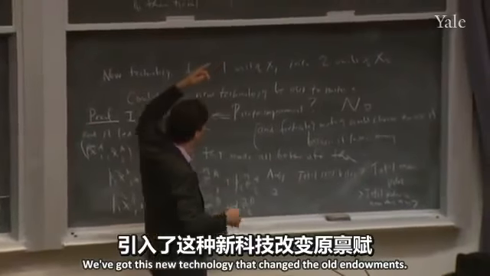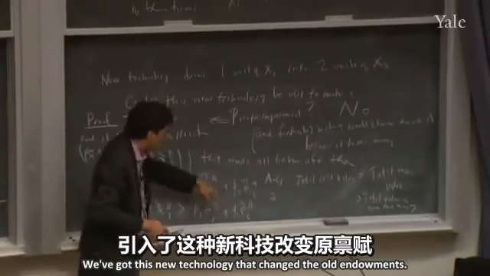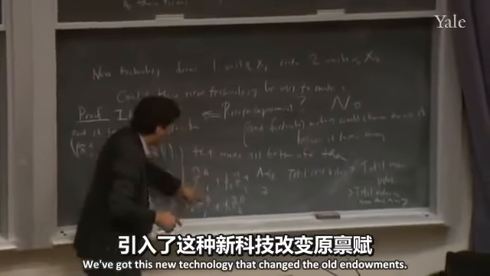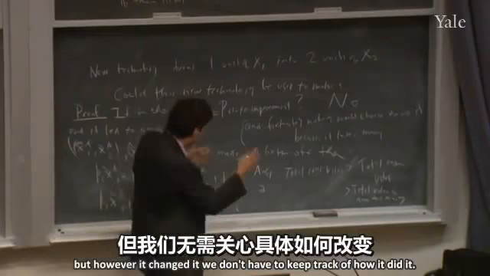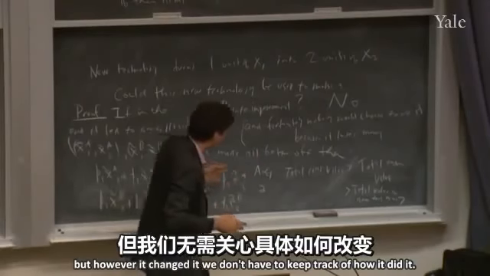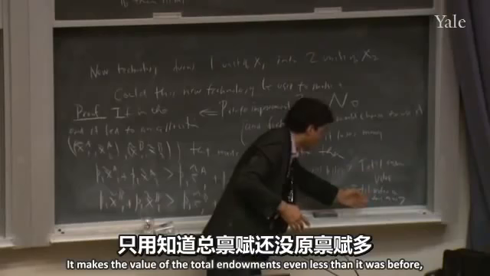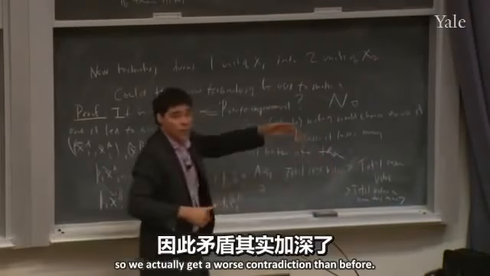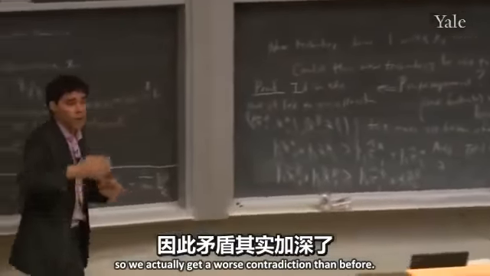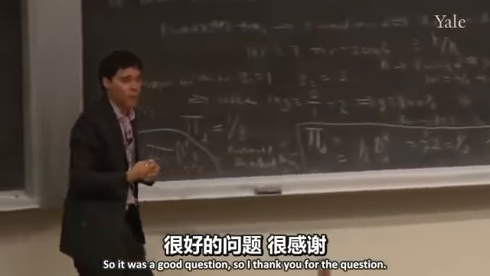We've got this new technology that changed the old endowments. But however it changed it, we don't have to keep track of how it did it. It made the value of the total endowments even less than it was before. So we actually get a worse contradiction than before. So it's a good question. So I thank you for the question.